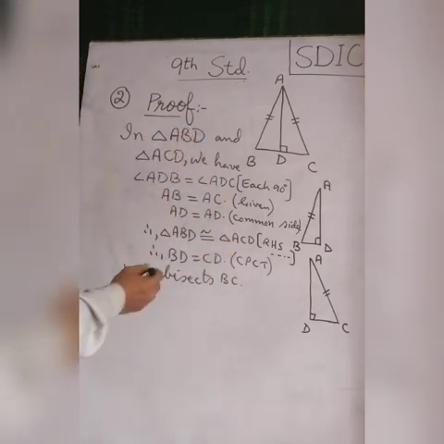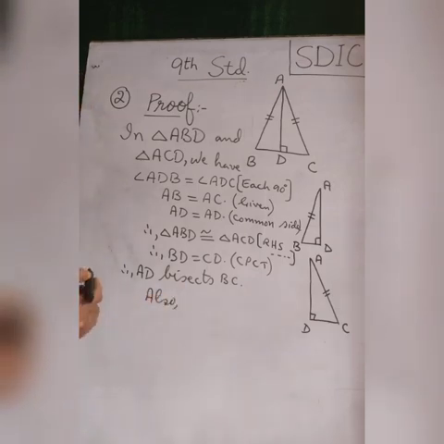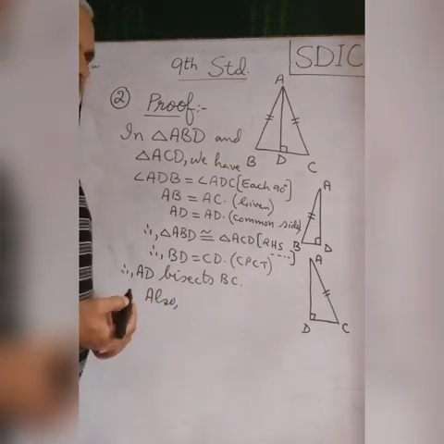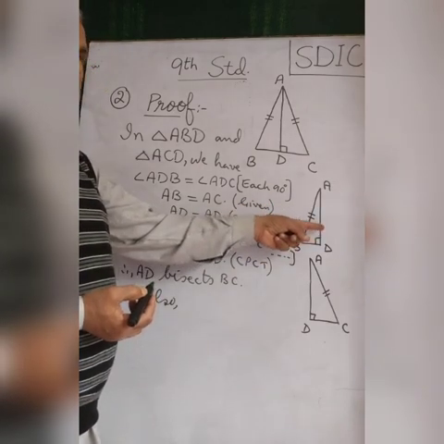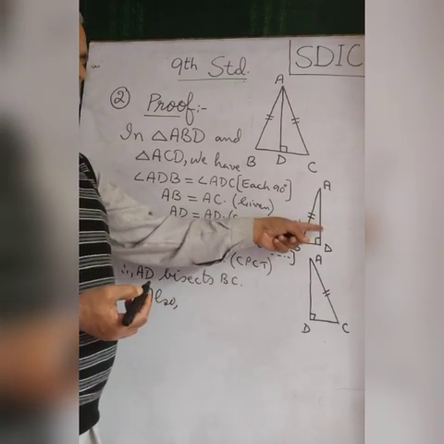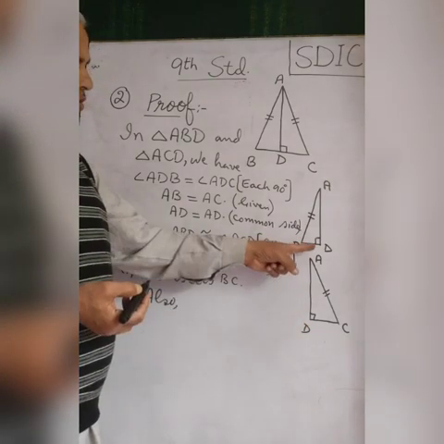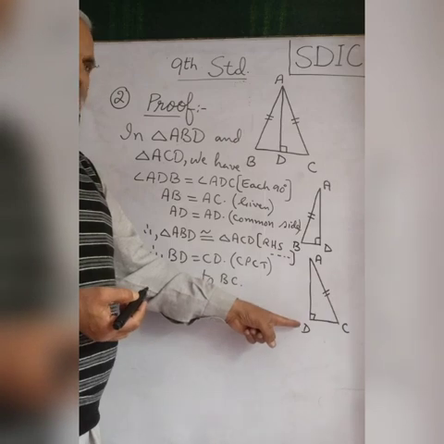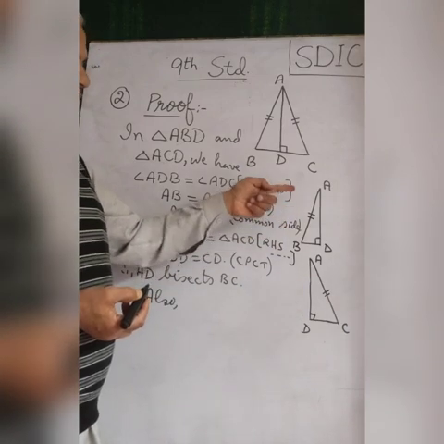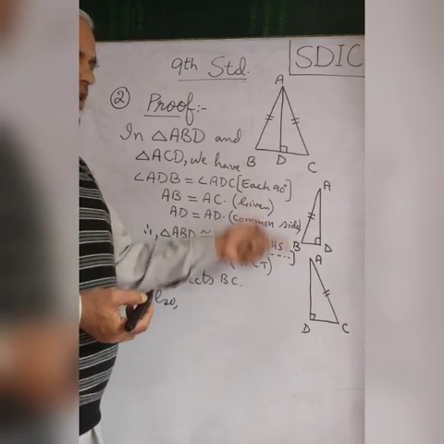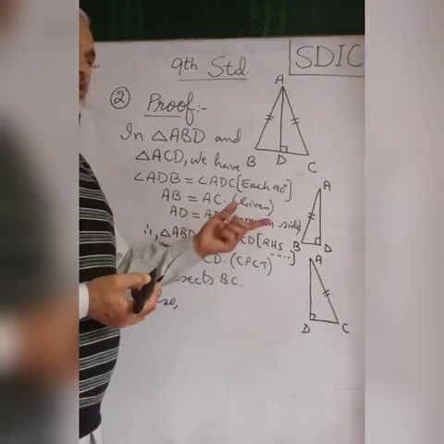Now also according to CPCT, you can have two more results. Sides we have used, all the three. Two were given to us, known to us. Third we used as CPCT. Now out of the angles we have used so far, angle ADB equal to angle ADC, each 90. Now two more angles are left in both the triangles. Out of these you have to find out which are the corresponding angles, and then those will be equal.